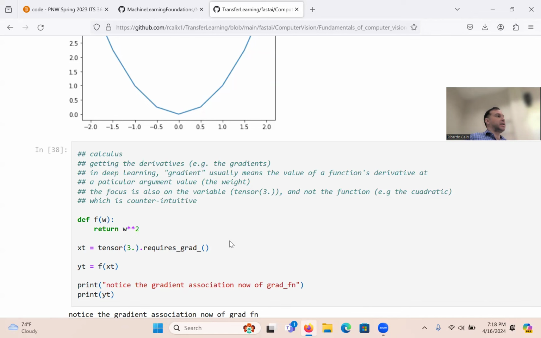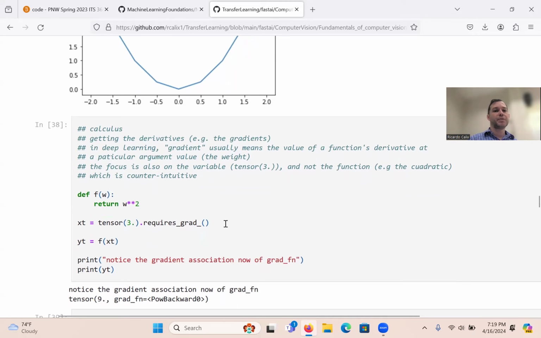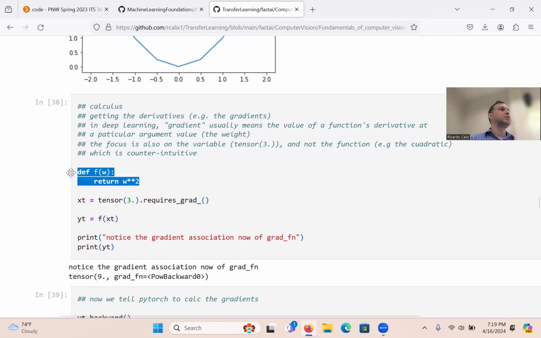When you do this in analytical form, x squared gives you 2x, and that's the derivative of the function itself. But in PyTorch and in these models, what's really being stored is a value in the weight itself, right? That you're trying to compute at that instance in time. So let's do that. You can see here, I have the function w squared, right? And now I'm going to take the derivative of it, but I take the derivative in an odd way, right? By doing the following.